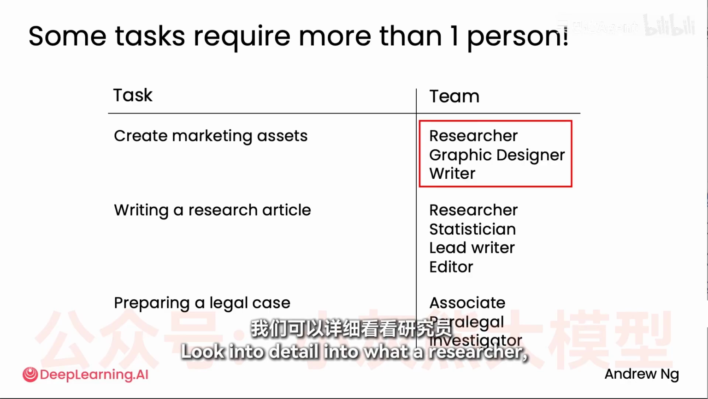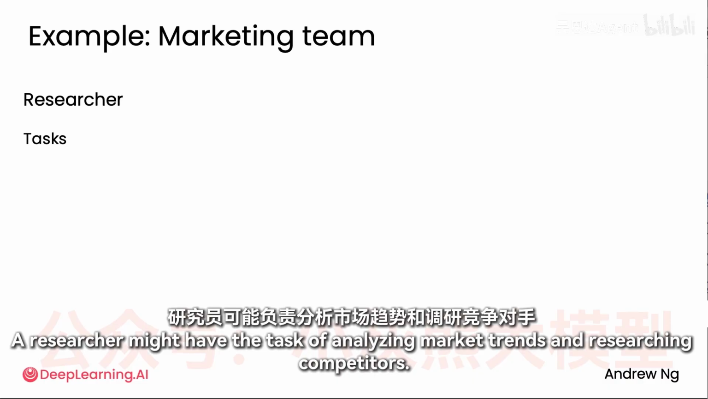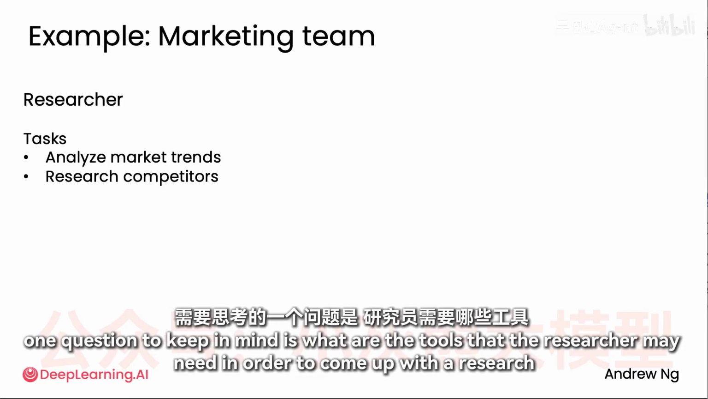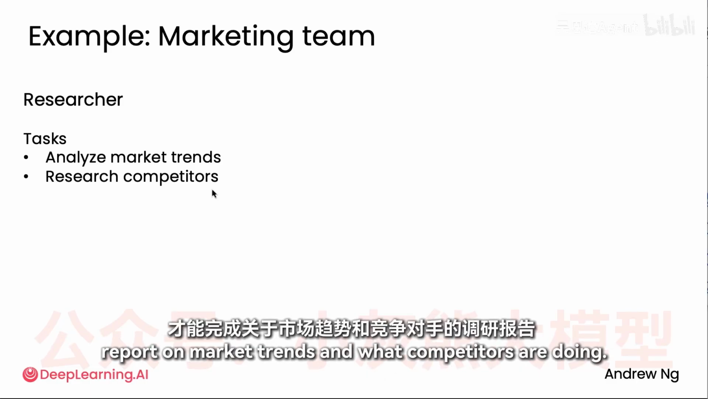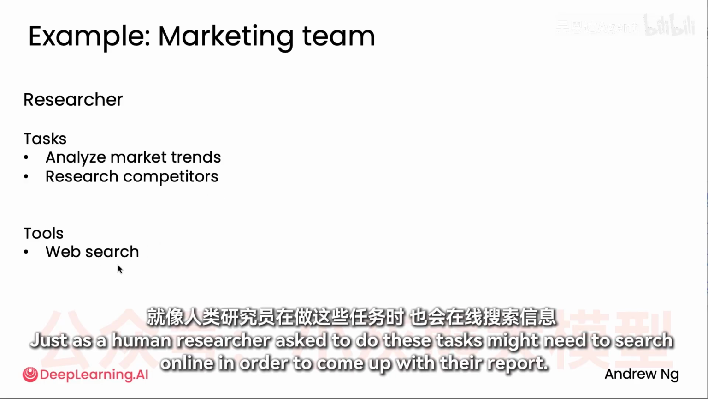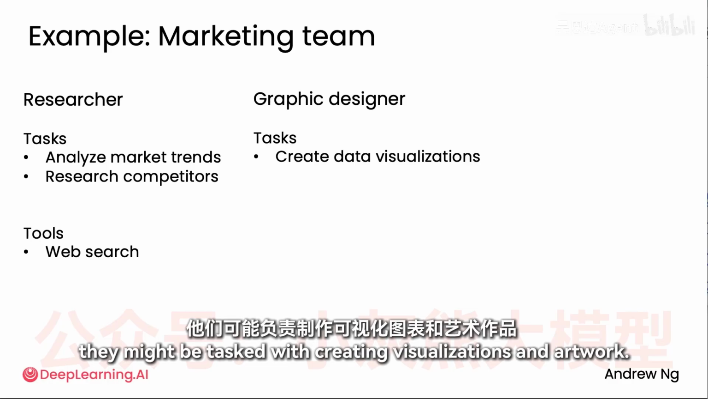Let's look in detail at what a researcher, graphic designer, and writer might do. A researcher might have the task of analyzing market trends and researching competitors. And when designing the research agent, one question to keep in mind is, what are the tools that the researcher may need in order to come up with a research report on market trends and what competitors are doing? So one natural tool that an agentic researcher might need to use would be web search. Just as a human researcher asked to do these tasks might need to search online in order to come up with their report.